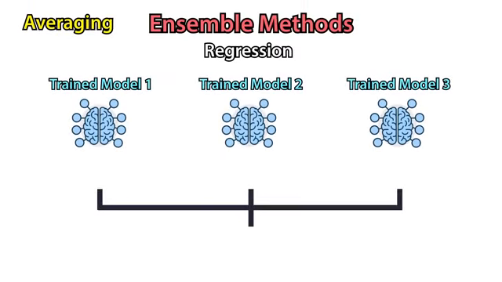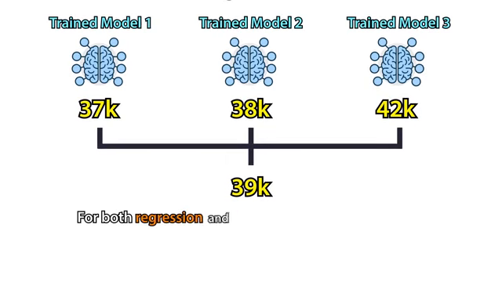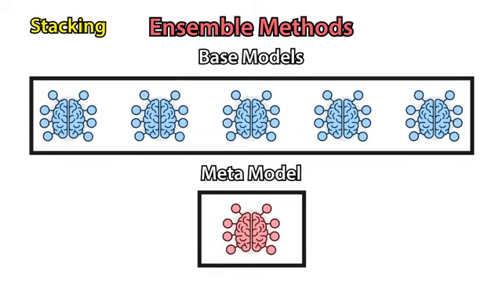Averaging is used for regression. The idea is to average the outputs of several models. For both averaging and voting, you can assign weights to the models to determine which model has more influence during prediction. Stacking consists of 2 main blocks: a set of base models and a meta model.